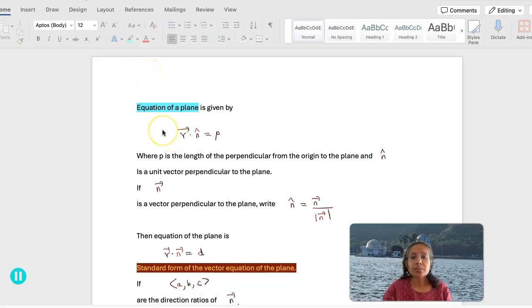Hello everybody, welcome to this class on three-dimensional geometry. We will be discussing planes and the basic Cartesian and vector form of a plane.